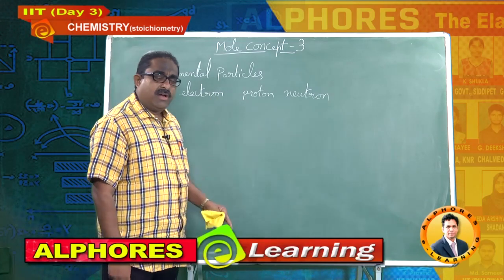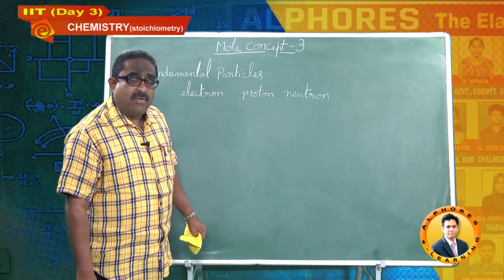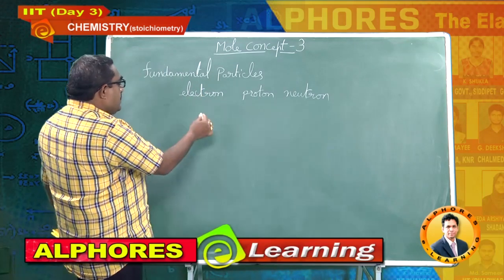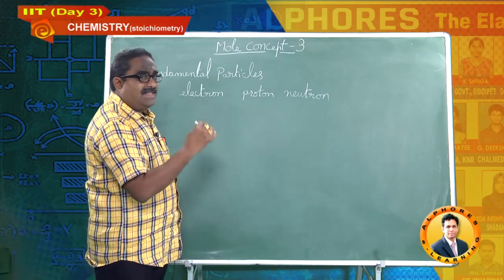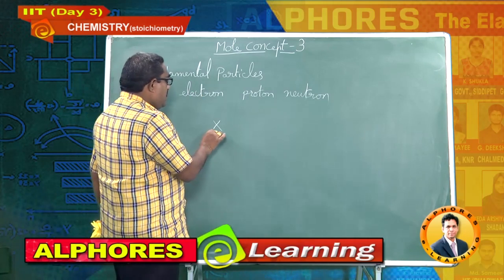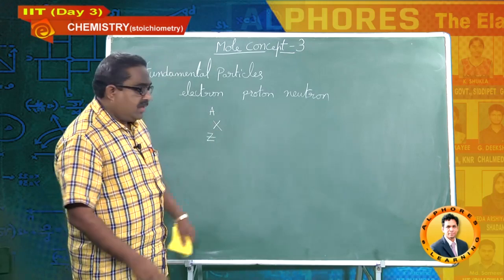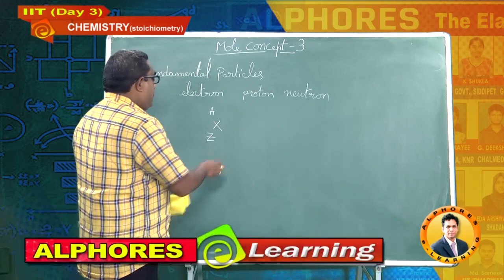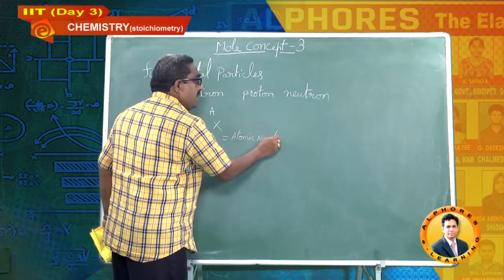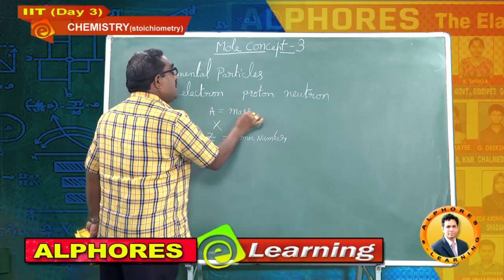Actually, this topic belongs to atomic structure, but here there is a link to the stoichiometry for the calculation of fundamental particles. Okay, right. Then, first of all, one should know how to represent an element. If the element is X, it is represented with one subscript and one superscript on the left side, where Z, this subscript, represents atomic number. Note down students, atomic number, and the superscript represents mass number.